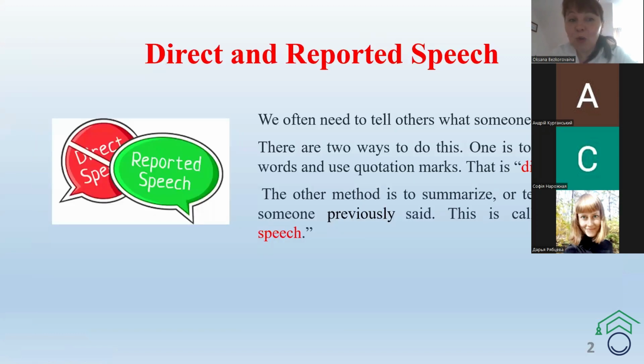First of all, we should remember that there is direct speech and reported speech. We often need to tell others what someone else said, and there are two ways to do it. One way is to say exactly the same words and use quotation marks when it is in writing. That is called direct speech. Пряма мова. And the other method is to summarize or tell about what someone previously said. This is called reported speech. Непряма мова. Reported speech.